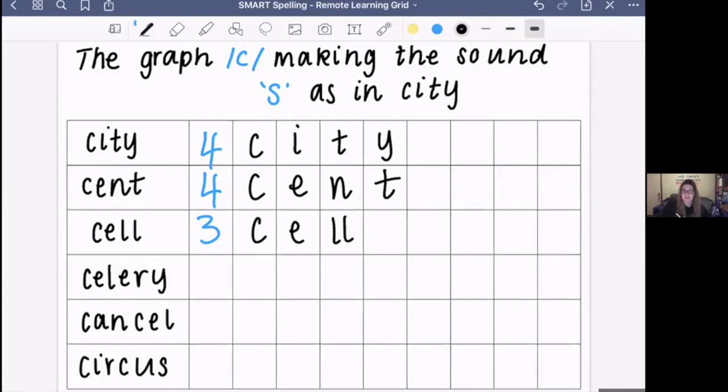Now, celery is a green vegetable. It has crispy green stalks, which I usually eat as a vegetable. I like my celery dipped in hummus. It's really yummy. Or with peanut butter, or with almond butter.